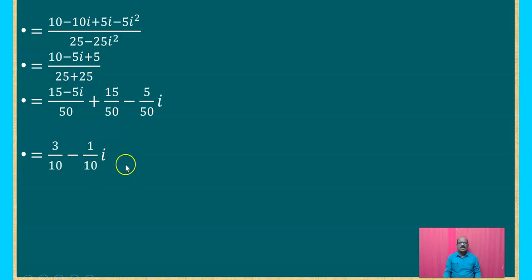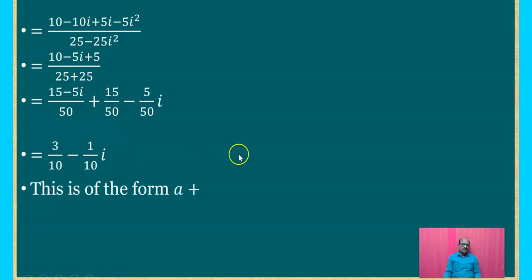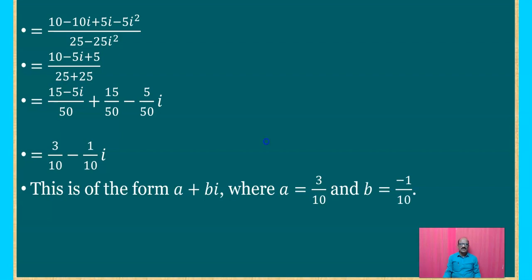Okay. Next is, this is of the form a + ib, where a is equal to 3/10 and b is equal to −1/10.